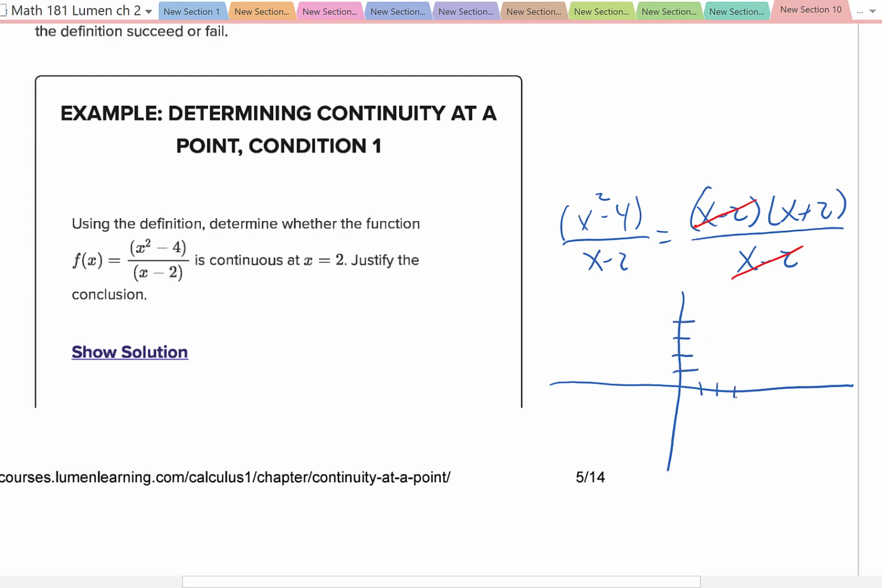Just going to roughly draw a graph here. And what happens? We have an intercept of 2, a slope of 1. It's going to go along, but at this point here, at (2, 4), we would have a hole because of that x minus 2 that we factored out. So this is not continuous because of the hole.